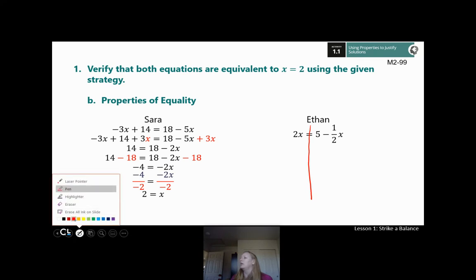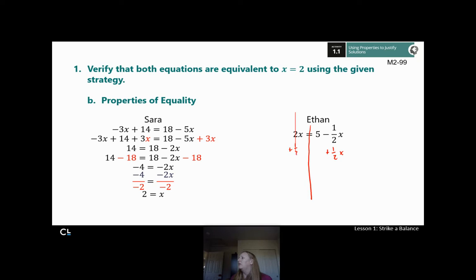The first thing I want to do, this is a hot mess. I don't like that negative 1/2 x. So I'm going to go ahead and add 1/2 x to both sides, just so I can kill off that negative 1/2 x, because I don't like negatives. They kind of freak me out a little bit. So I still have the equal sign. I still have the 5.